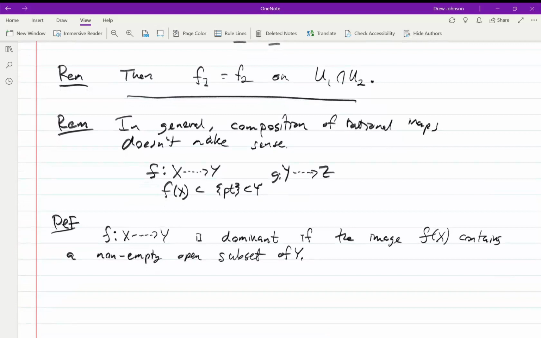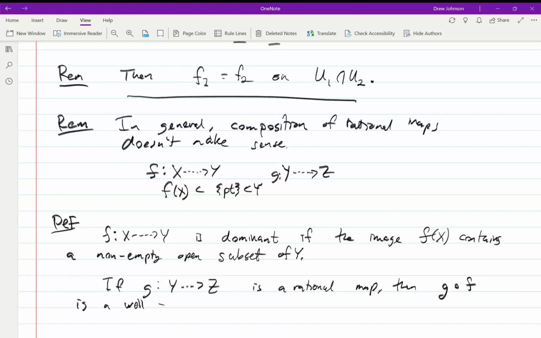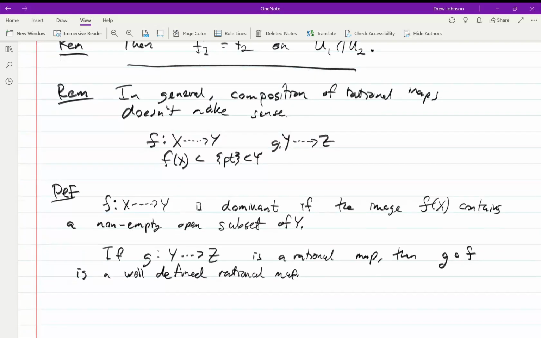All right, and in this case, we can define the composition. So if g from Y to Z is a rational map, then the composition, do f first and then do g, is a well-defined rational map. Maybe I'll let you think about the details, but there's nothing too complicated going on.